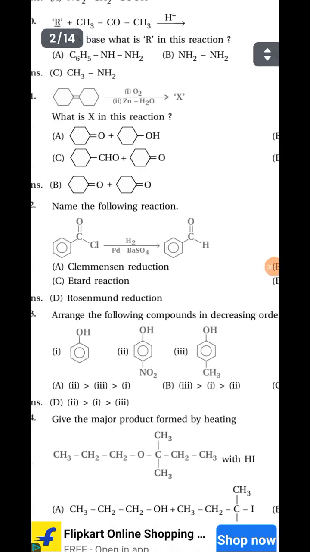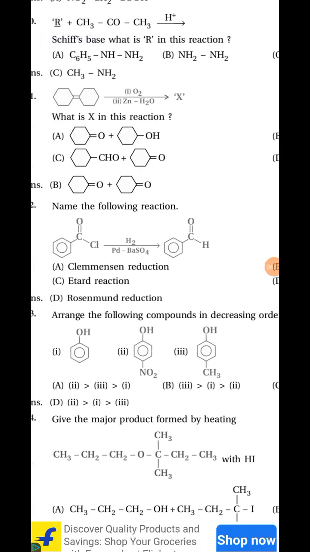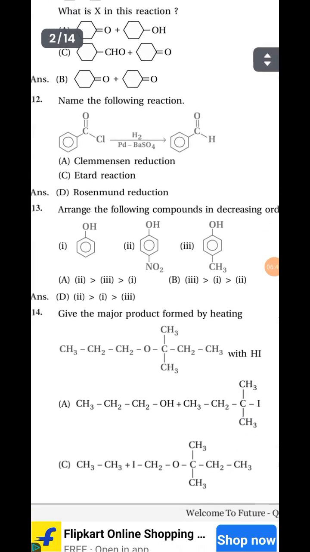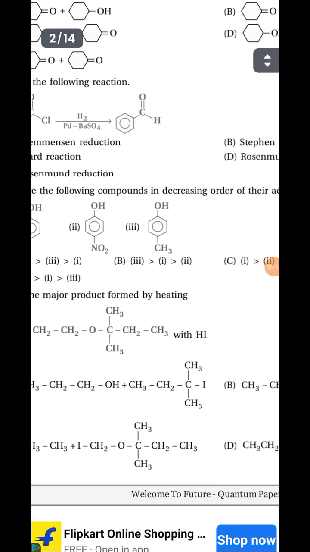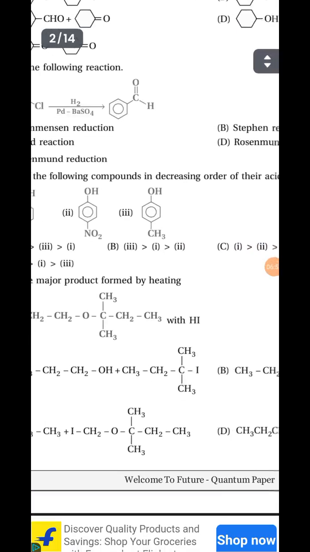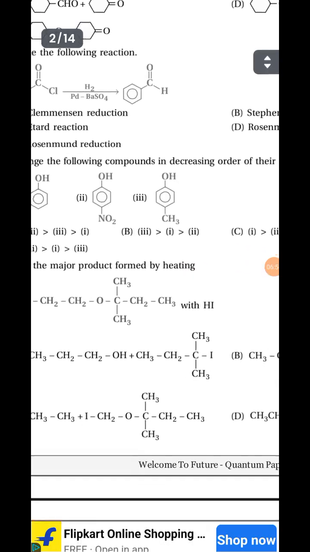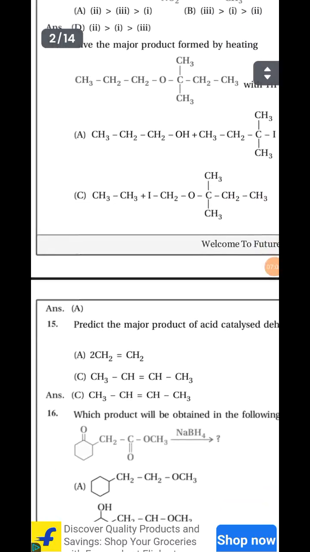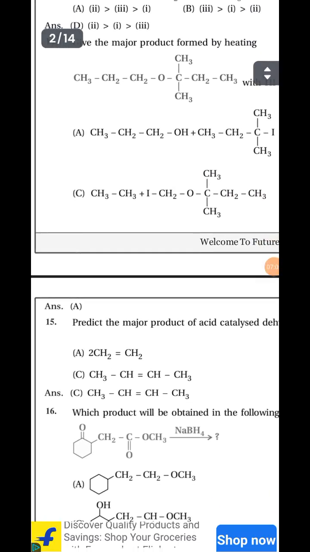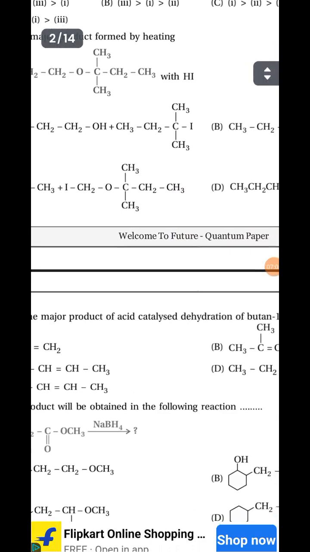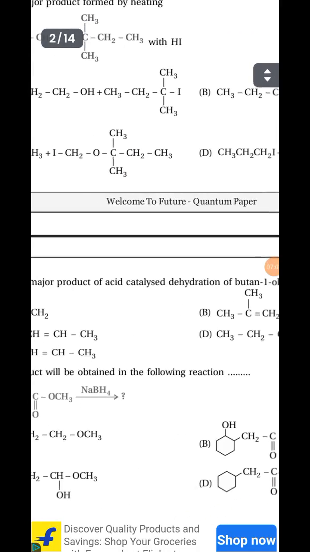So you can say that the second one is a nitrophenol, it is a phenol, and at the last you can say that here it is OH, and at the para position CH3 is attached. Next one, give the major product formed by heating. Means you have a certain structure given with HI, you are heating it, and this product would be formed. And again, predict the major product of acid catalyzed dehydration of butan-1-ol.